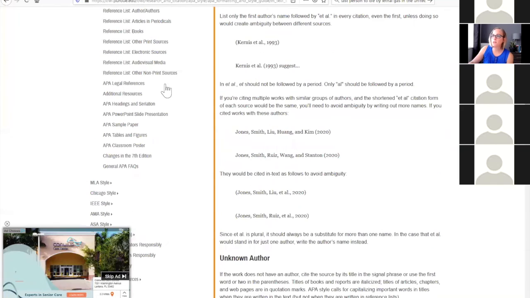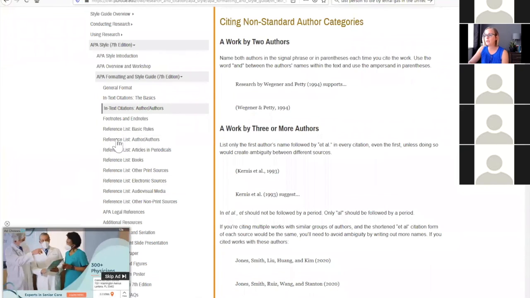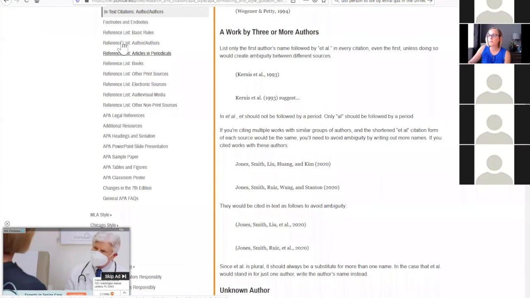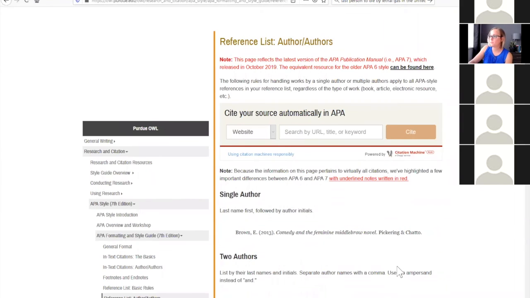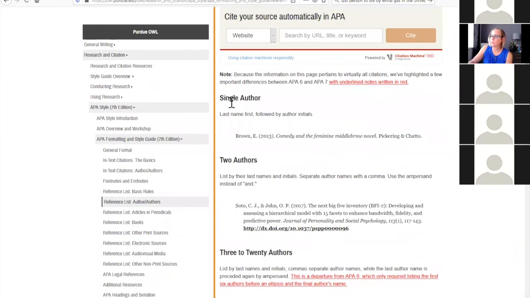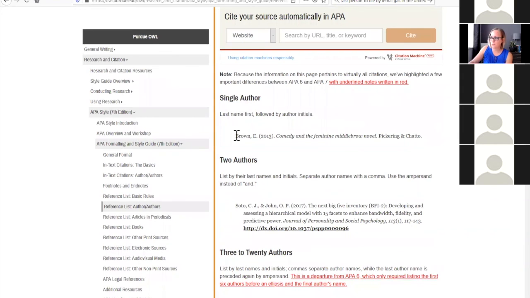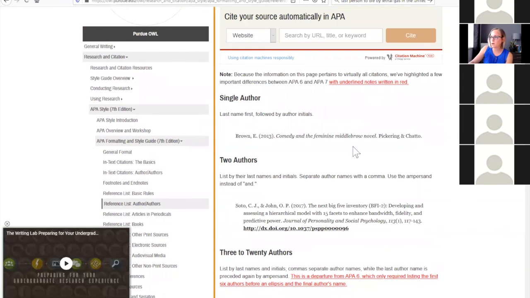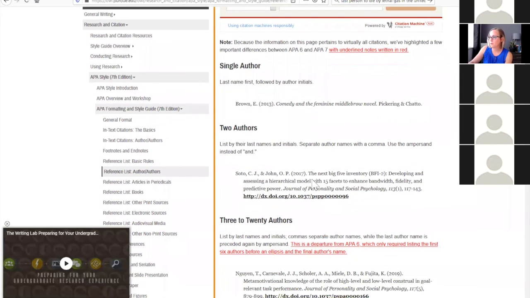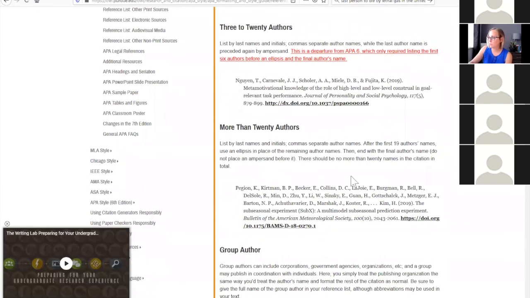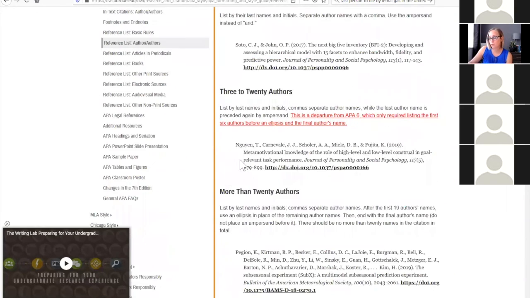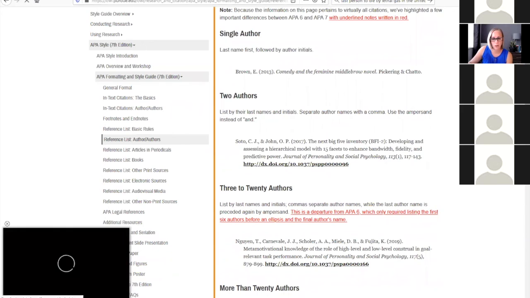So again, I would highly recommend getting yourself familiar with this website when you have questions. Again, it tells you how to, in your reference section, cite something with a single author, something with 2 authors, with 3 to 20 authors, and with more than 20 authors, which you probably won't encounter.